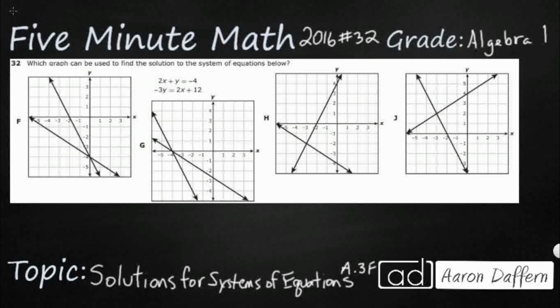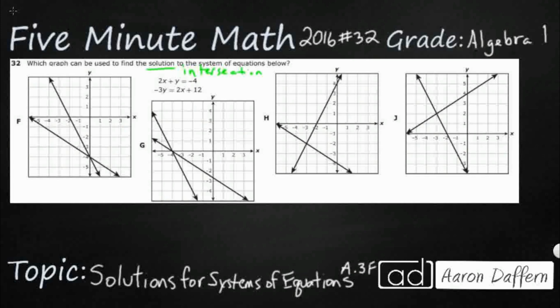So we have 4 different graphs. We're looking for the one that is containing the solution. So we have intersecting lines here, and these are all just linear functions. So the solution is going to be the intersection. So we're looking for the one point that will satisfy both systems.